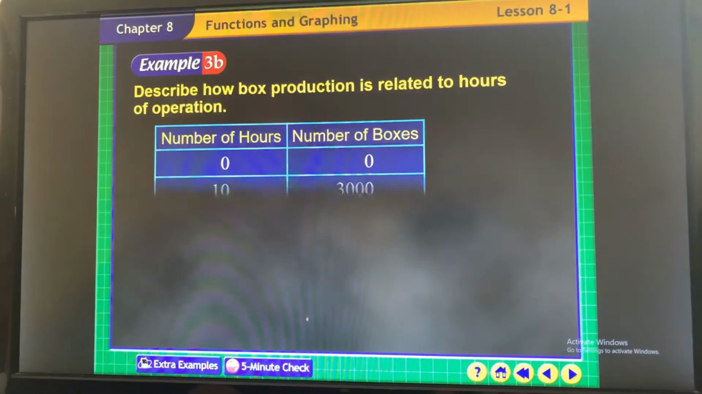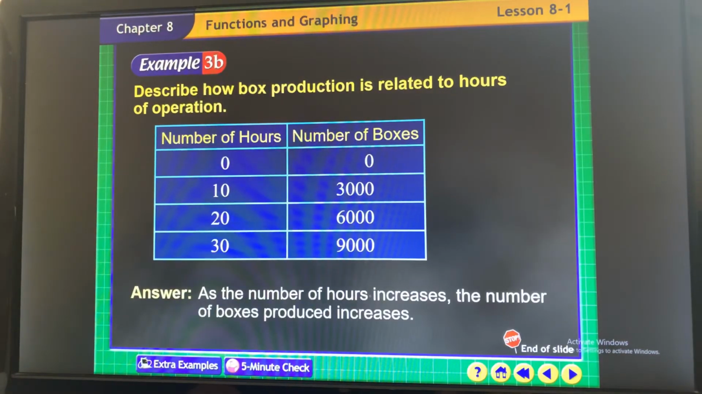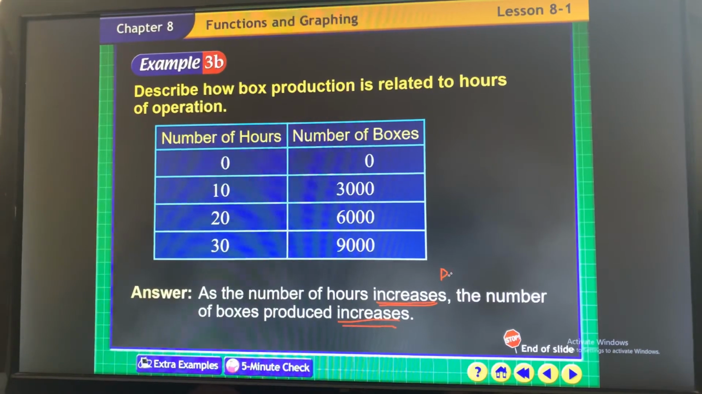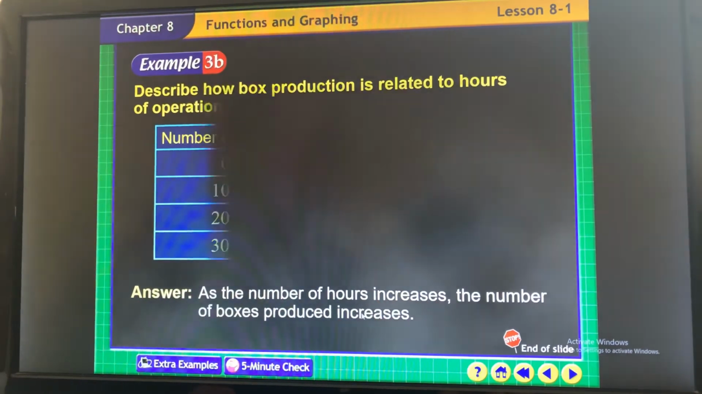And then it'll say describe as the number of hours increase. So you're getting some descriptive words in there. So you could even say as the number of hours increase by 10, the number of boxes produced increases by 3,000. Okay? So that's a description.